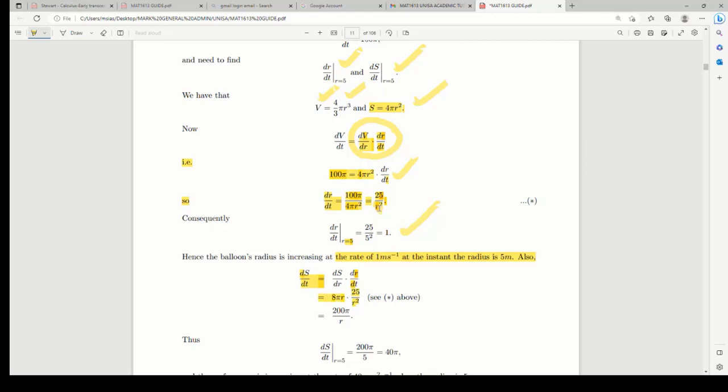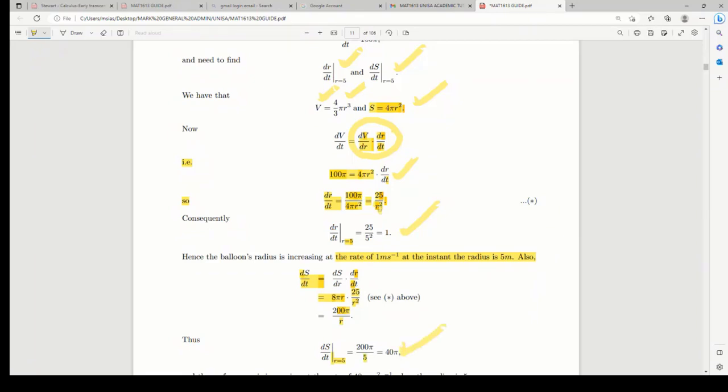8 pi r. So from here, I differentiate S with respect to r, and this is what I get. I put everything together. I end up with 200 pi over r. However, we would like dS/dt, the instantaneous rate of change of the surface area with respect to time, at the instant r is equal to 5. So when we do the substitution, we end up with 40 pi.